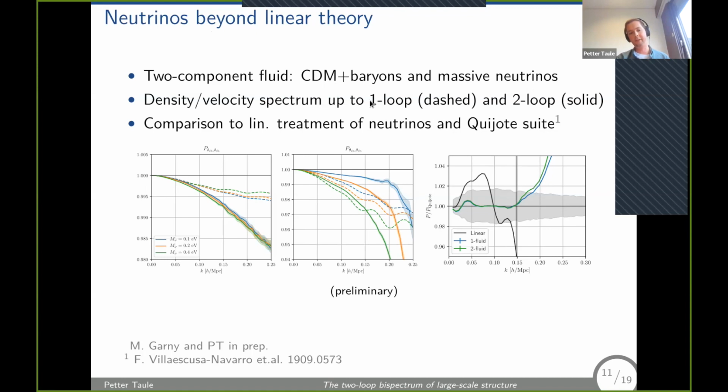So we do this at one loop and two loop, and then we compare to just taking neutrinos into account at the linear level. These two plots show the linear treatment of neutrinos divided by the full two-fluid solution. Dashed lines are at one loop, and the solid lines are two loop. This is for different neutrino masses, and this is the power spectrum for the density contrast of the cold dark matter and baryon component, and this is the velocity power spectrum.